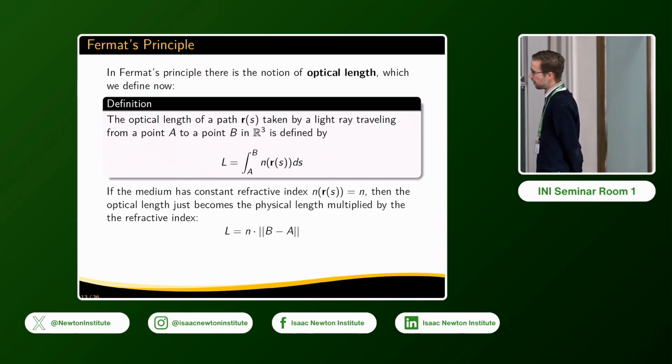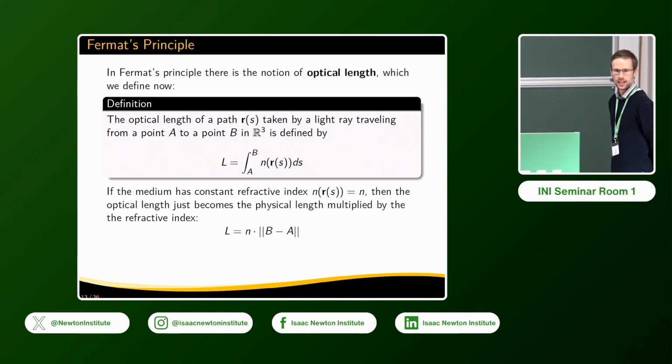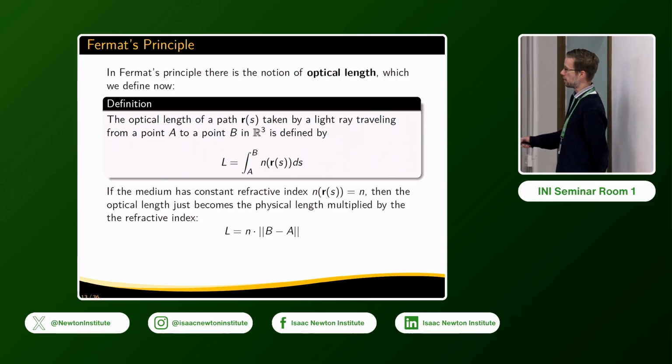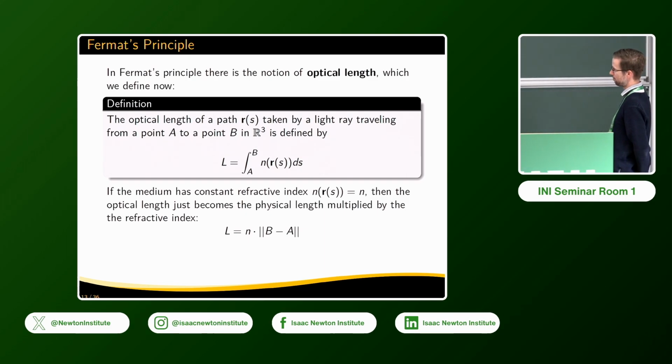If you have a constant refractive index, then your optical path length is really just a multiple of standard length, so this is straightforward. But in general it's not going to be like this, especially when you have more sophisticated materials.